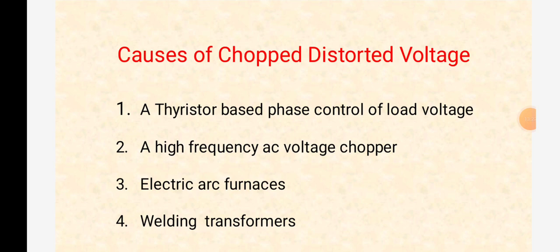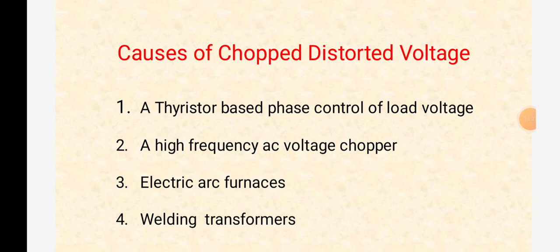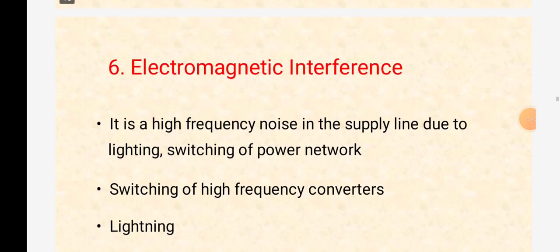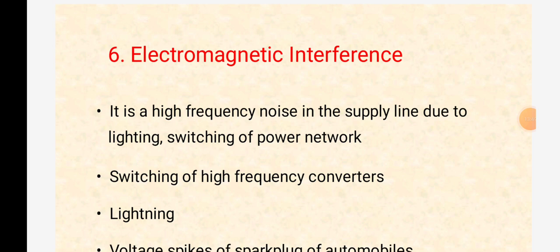Next are a few causes of chopped distorted voltage. The causes are thyristor based phase control of load voltage, a high frequency AC voltage chopper, electric arc furnaces, and welding transformers. So these are a few causes of chopped distorted voltage.